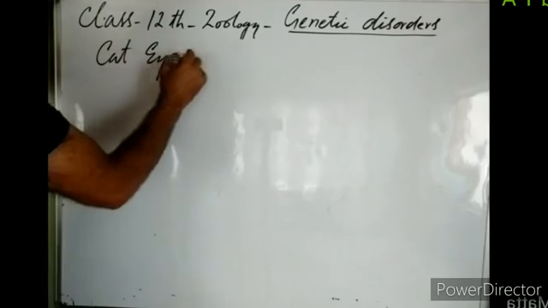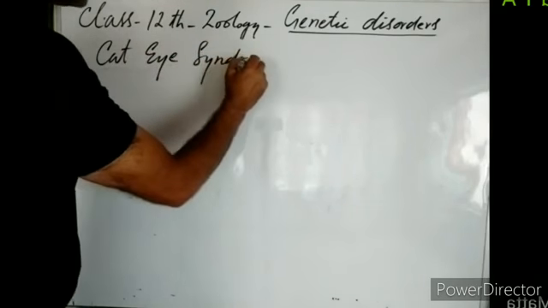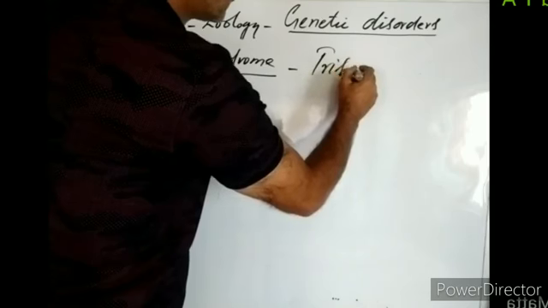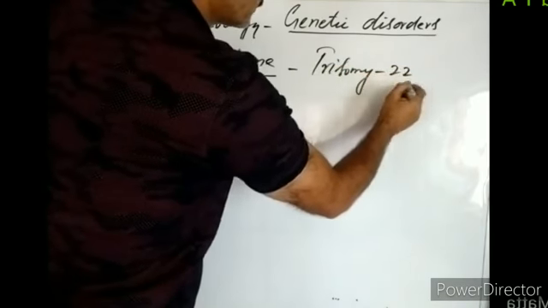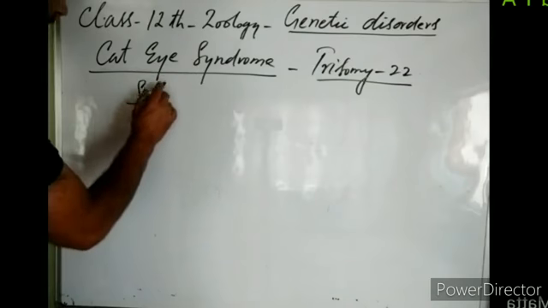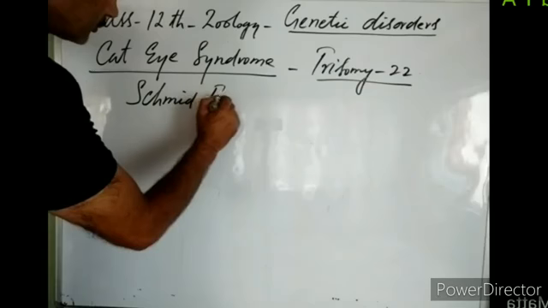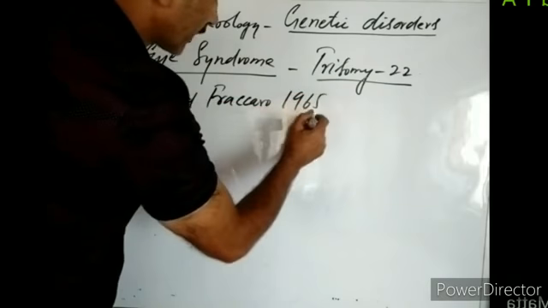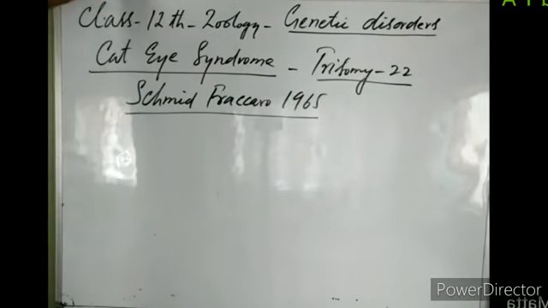Cat eye syndrome. This is known as trisomy 22. Cat eye syndrome is caused due to trisomy of chromosome number 22. It was first reported by Schmidt Fraccaro in 1965.